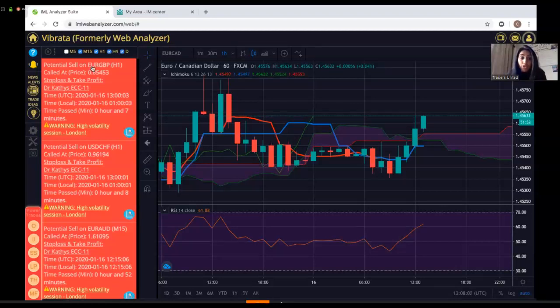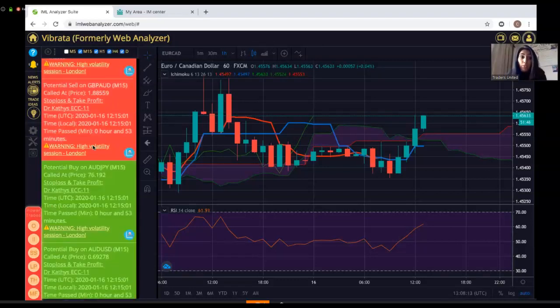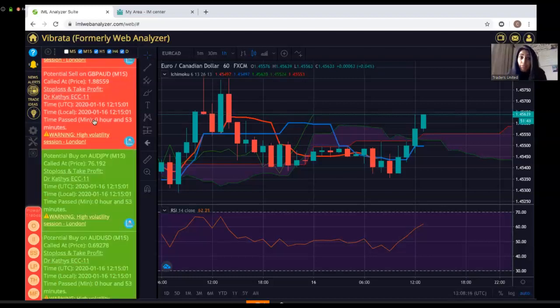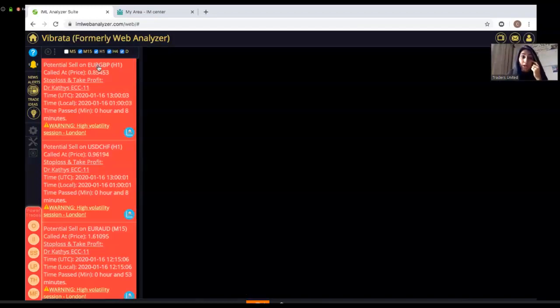Now, first of all, anything that's in a red box is telling you to sell. Anything in a green box is telling you to buy. Very simple. Red box sell, green box buy. Now I'm going to click into Euro GBP. I can see that was sent out 8 minutes ago.